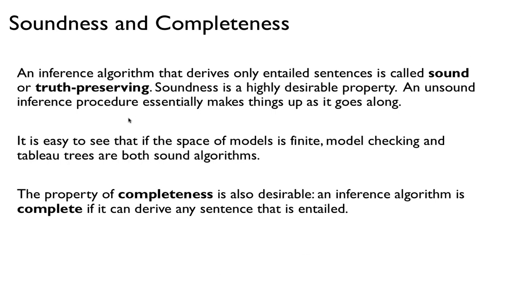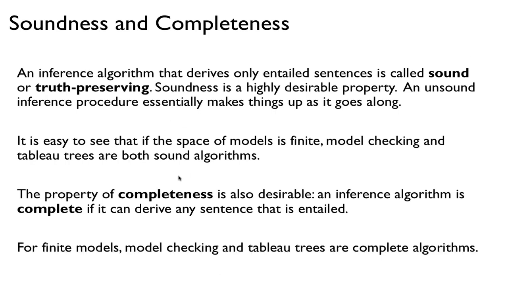And then completeness is another property that we want to have in our inference algorithm. An inference algorithm is complete if it can derive any sentence that is entailed. In other words, if you have a knowledge base and a statement that is logically entailed from your knowledge base, then the inference algorithm can derive that sentence. We'll explore both these ideas in the homework. And again, model checking and Tableau Trees are also complete algorithms. That means that if you have a statement that is entailed by a knowledge base, these methods can prove entailment and make that logical inference.